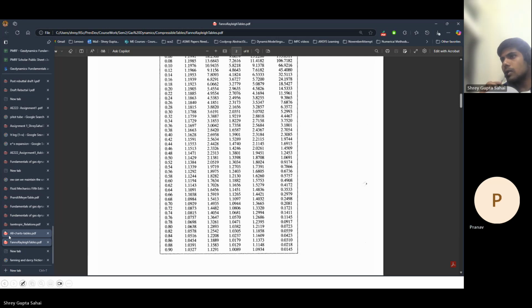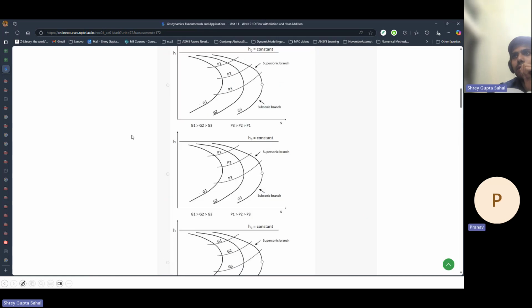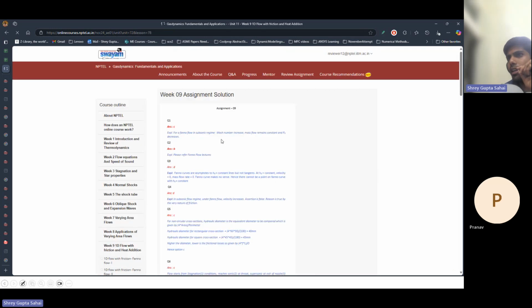Nearly 0.6, exactly 0.6, something like that. Okay, so let me see if your Mach number values are fine or not. I think it's pretty much right; some other error you have done.